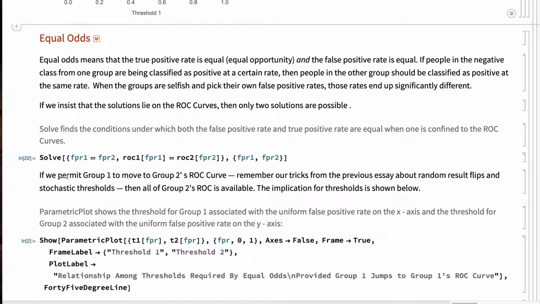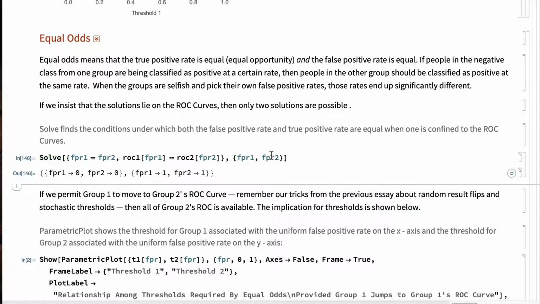So here we're going to say, look, let the false positive rate for group 1 be the same as the false positive rate for group 2, and let the true positive rate for group 1 be the same as the true positive rate for group 2. Find me the values of the false positive rates that accomplish this, and what we're going to find out is either we basically have to have a threshold of 100% that nobody meets, or a threshold of 0% that everybody meets. So that's not very helpful.